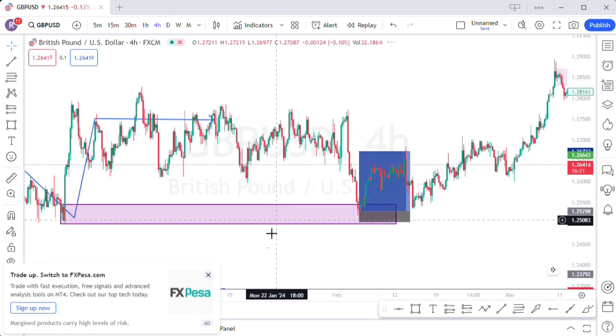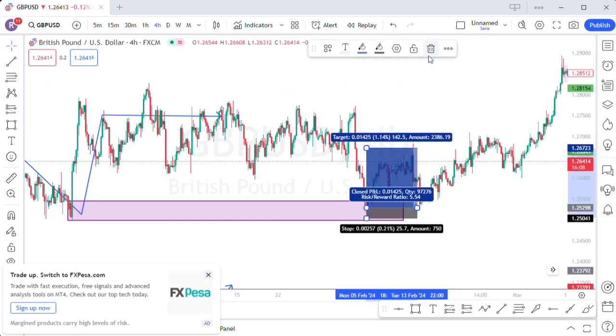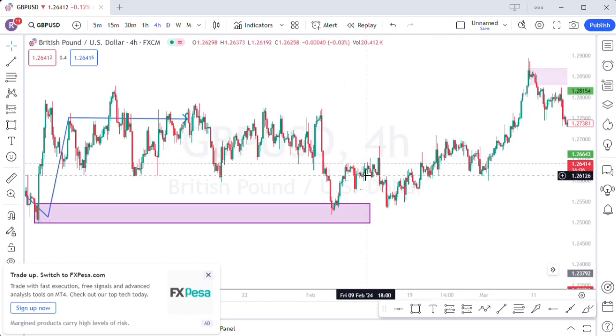So in GBP, as you can see, there was this demand zone here that I took this opportunity to buy, taking the market up from that point to that upper point there. So I took this opportunity to buy this. This was a demand zone. I took that opportunity. So as I have already told you, draw the zone.